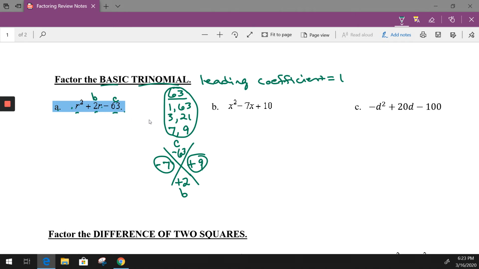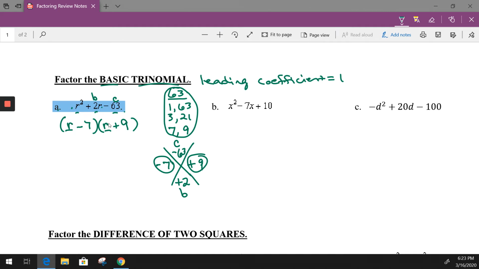So this trinomial factors into two binomials. The term here and here have to multiply together to equal the r squared. So r times r will be the r squared. And then the two numbers that we found, the negative 7 and the positive 9, are going to complete those binomials, linear binomials.